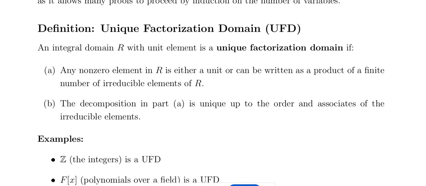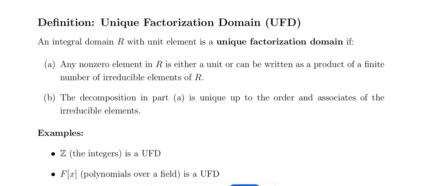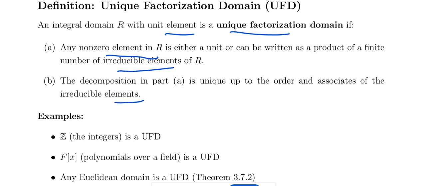The definition of a unique factorization domain: an integral domain R with unit element is a unique factorization domain if any non-zero element in R is either a unit or can be written as a product of a finite number of irreducible elements of R. The decomposition is unique up to the order and associates of the irreducible elements. That is the definition.